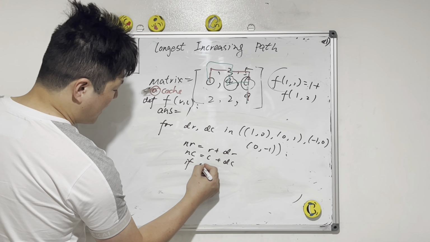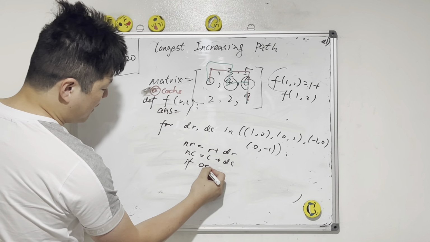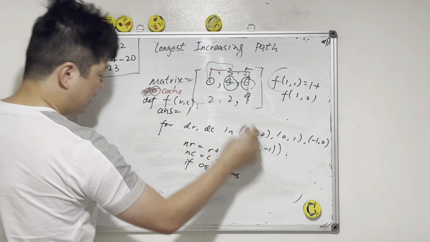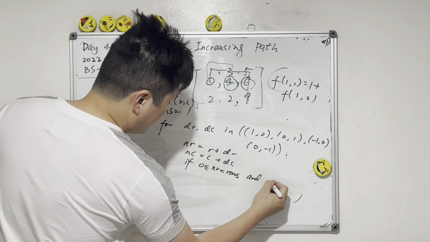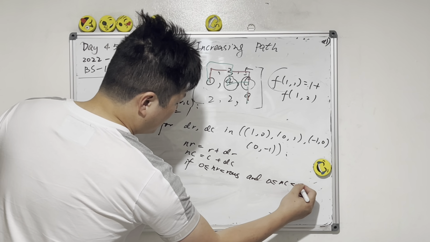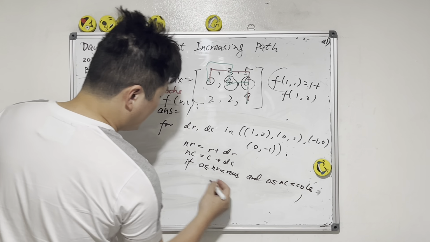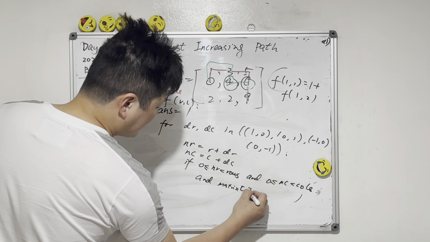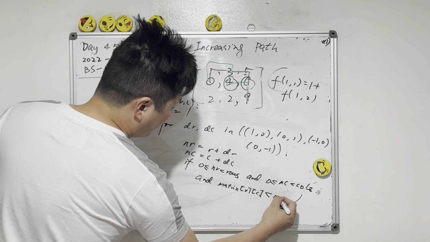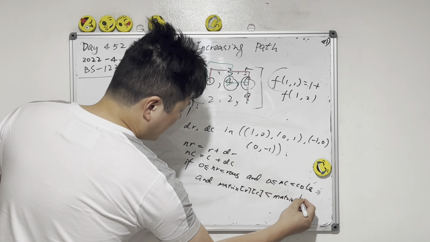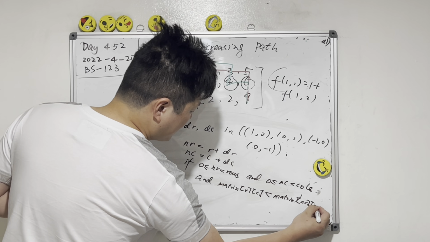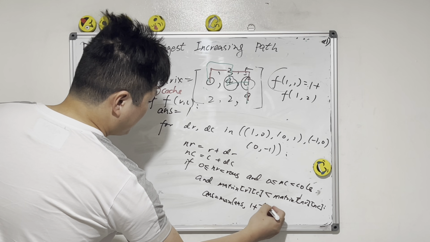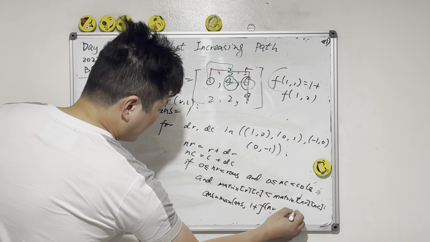Then we need to check if it is still in the matrix. If 0 is smaller than nr, smaller than rows. Rows is the number of rows, yes. And then 0 smaller or equal than nc, smaller than columns, if it's within the boundary. And also the matrix at r, c is strictly smaller than matrix at nr, nc. This is the new neighboring pixel nr, nc. Then answer equals max of answer and 1 plus f of nr, nc, and return answer.